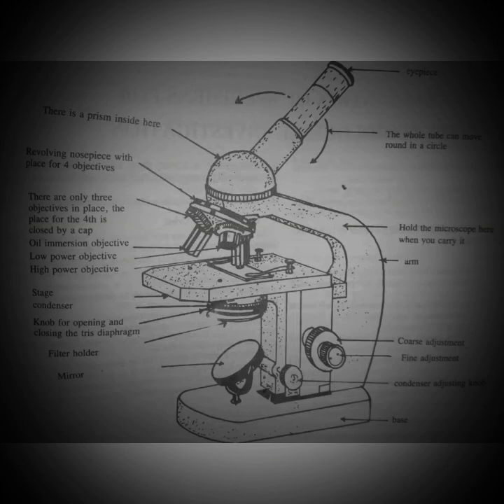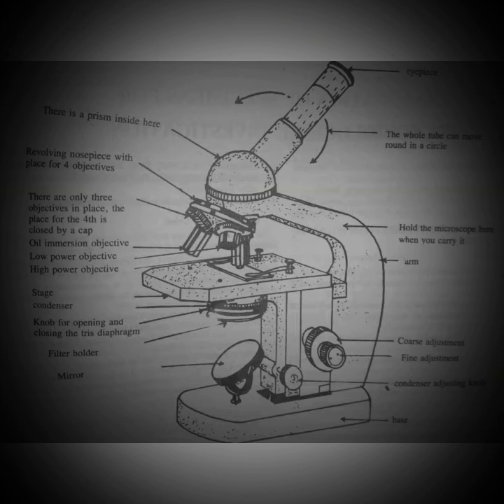You can see the condenser mentioned here. So firstly, listen about the condenser. What is a condenser? If you know about the condenser, you can find it in any microscope. The condenser is situated between the mirror and the stage. And what is the function of the condenser?